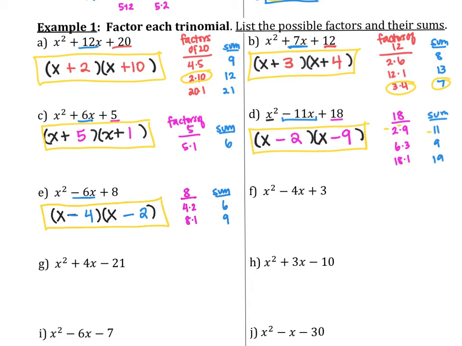Okay, continuing. x squared minus 4x plus 3. Okay, x to the second is x times x. Let's see, to get 3, 3 times 1. Okay, if I sum 3 plus 1, I get 4. But I want it to be a minus 4. So I'm going to make it minus 3 and minus 1.